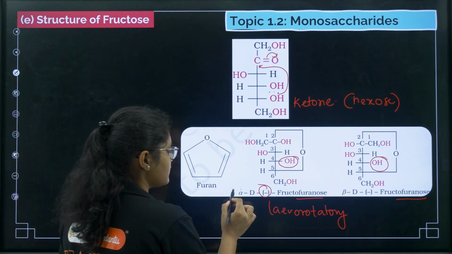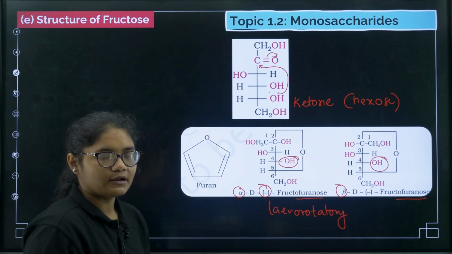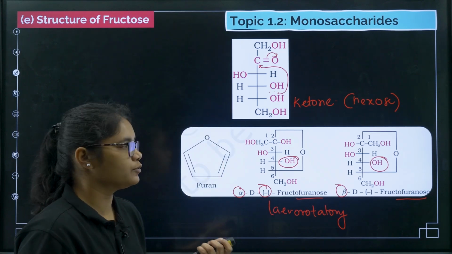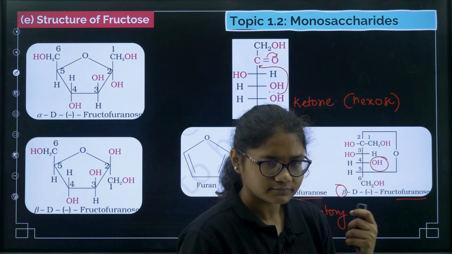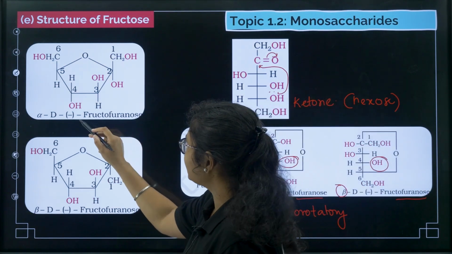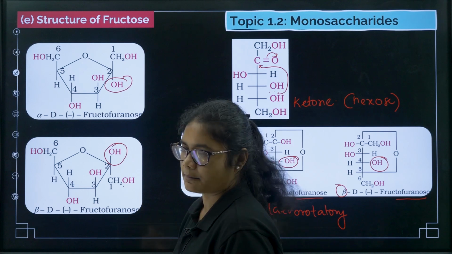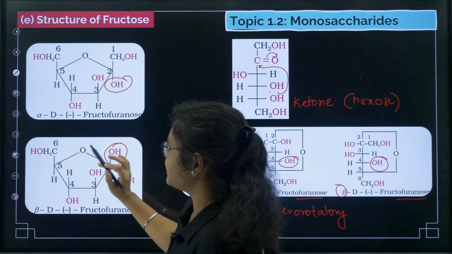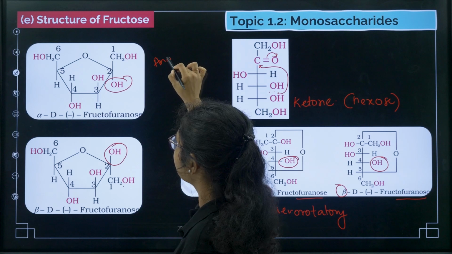Now here, alpha means what? OH should be down, beta OH should be up. Now, just as we have a Haworth structure for glucose, in the same way we have a Haworth structure for fructose also. You can see here alpha OH is down, and here you can see beta OH is up, and all other configurations are the same. So these two are also your anomers.